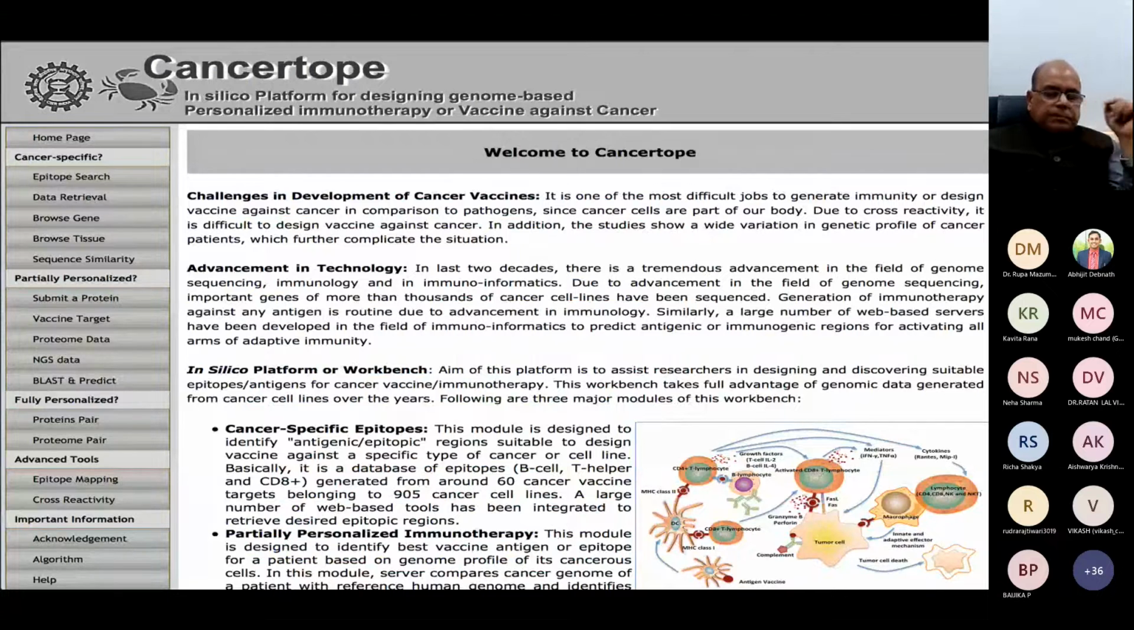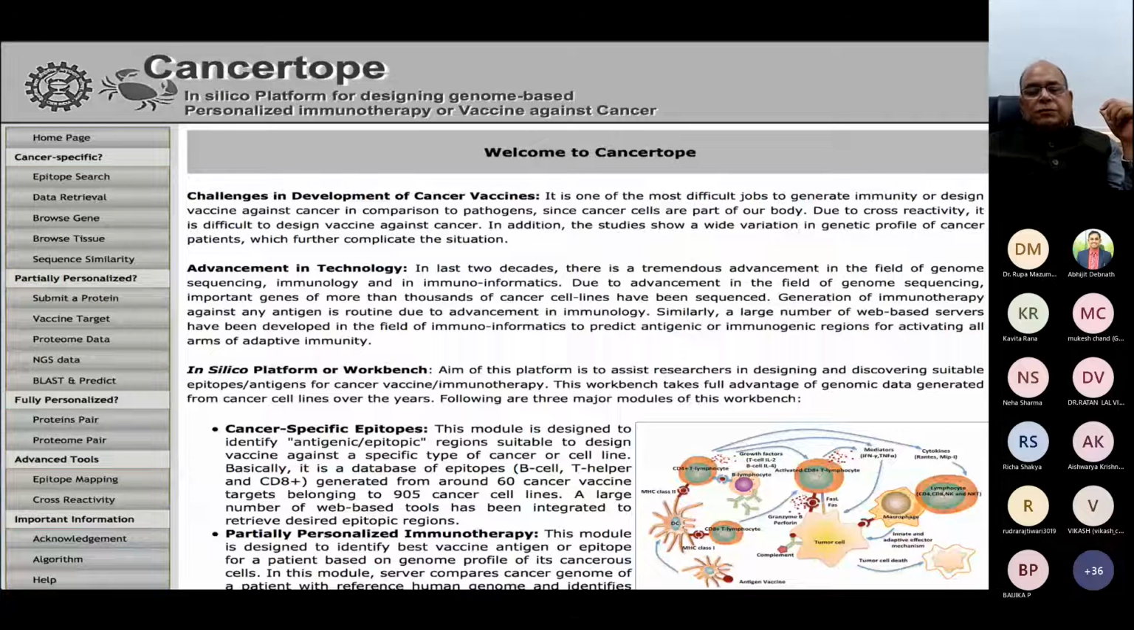So the cancer top, that's a very interesting tool actually. We know developing a vaccine for, let's say, COVID-19, we now have Covaxin, Covishield, Moderna, Pfizer, a number of vaccines. There are a number of vaccines already there for tuberculosis, like BCG and other factors. But you will realize that it's very difficult to develop a vaccine against cancer.